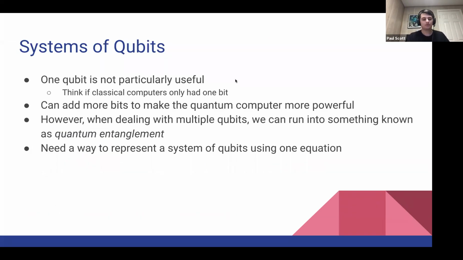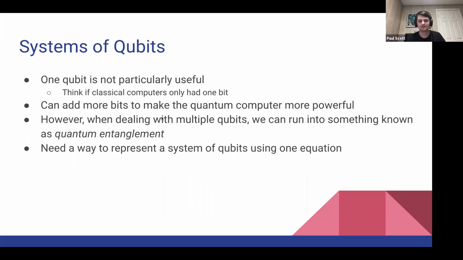So we just went over single qubits, but obviously you can only do so much with one qubit. It's not particularly useful. So we want a system of qubits, because it allows us to represent more states. One qubit is not particularly useful, so we're going to add more. But once we start to add more quantum particles, we run into a quantum physics issue called quantum entanglement, and I'll explain a little bit what that means.